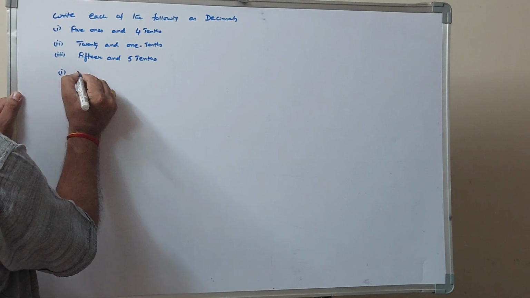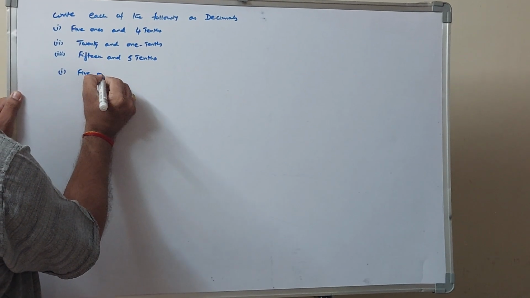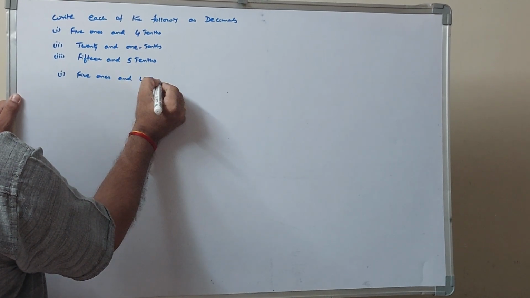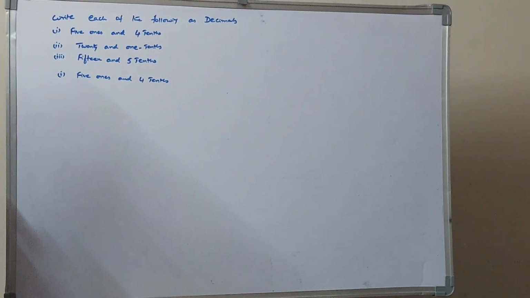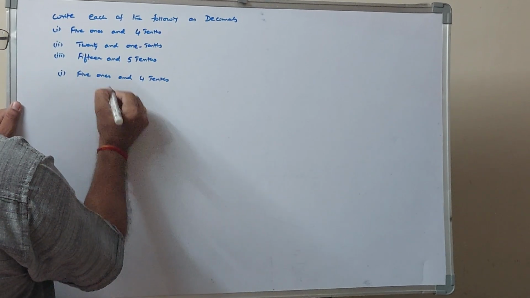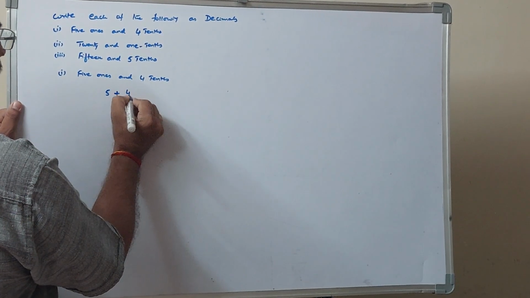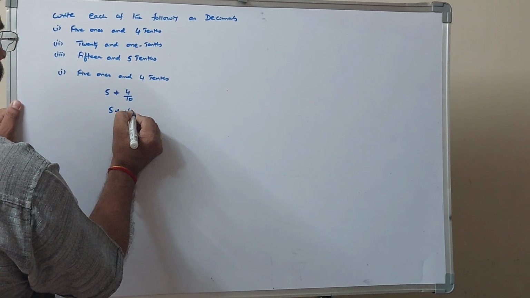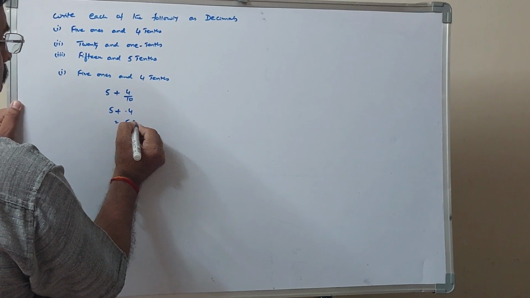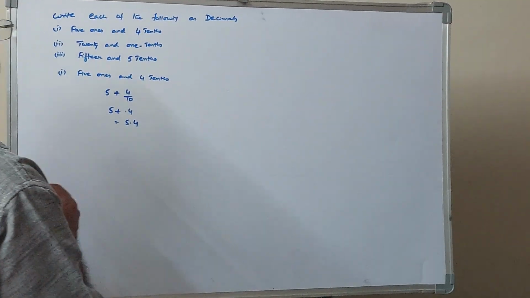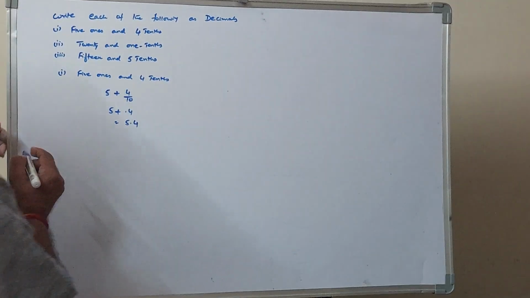First one, you see 5 ones and 4 tens. So 5 ones plus 4 tens means 4 by 10. So 5 plus 0.4 is equal to 5.4. Okay? 5 plus 4 by 10 is equal to 5.4. You can write it down like this directly.